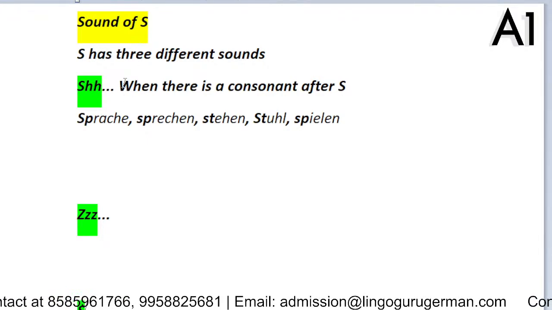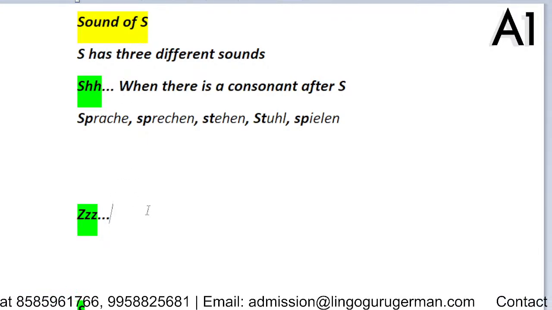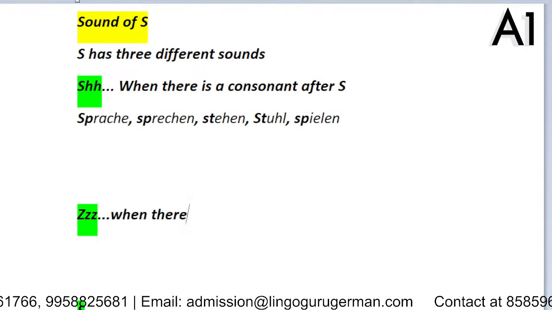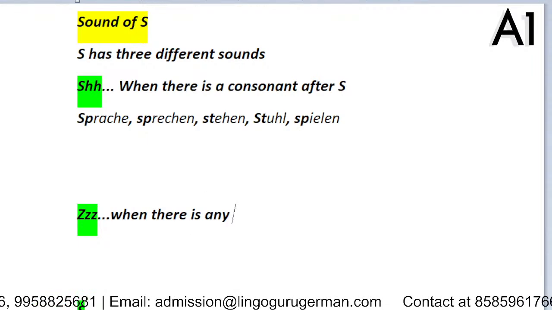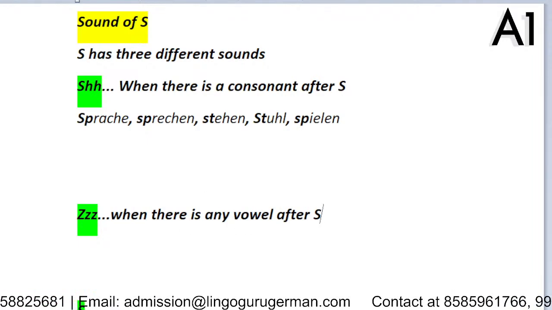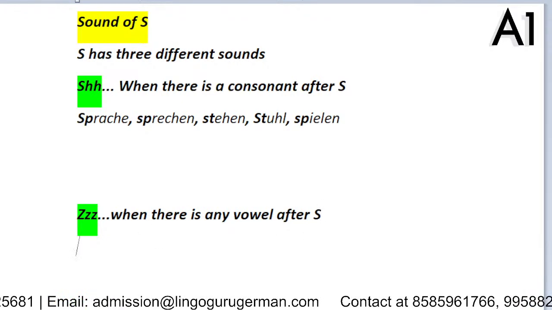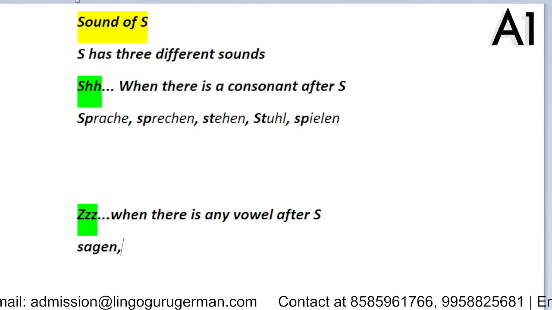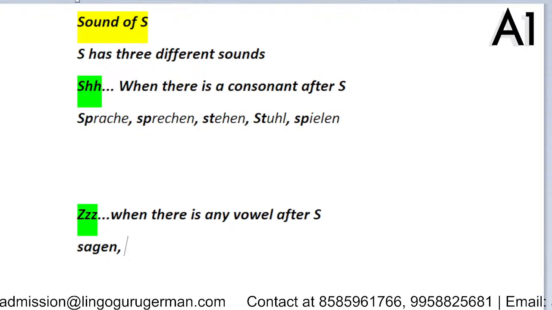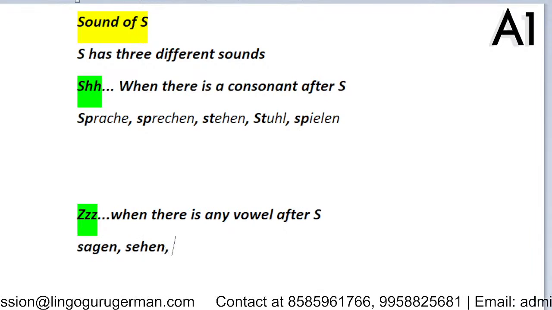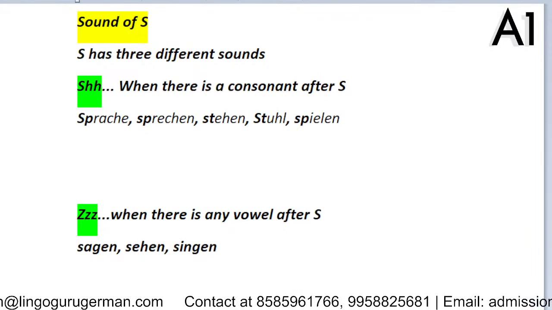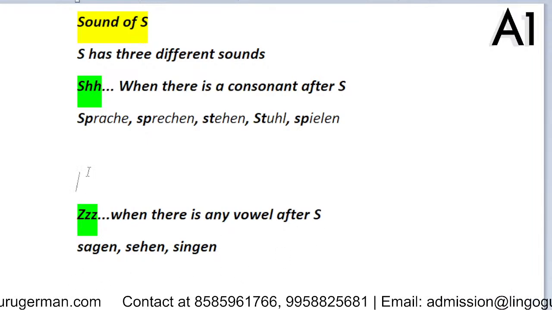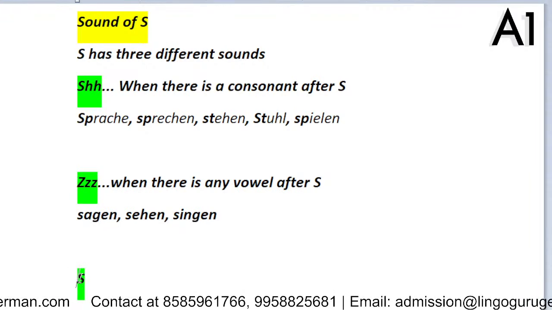Sh sound is going to be there only when there is a consonant after S. When there is any vowel after S, it is going to give the sound of Z. Example: sagen, sehen, singen. Z sound when there is a vowel.